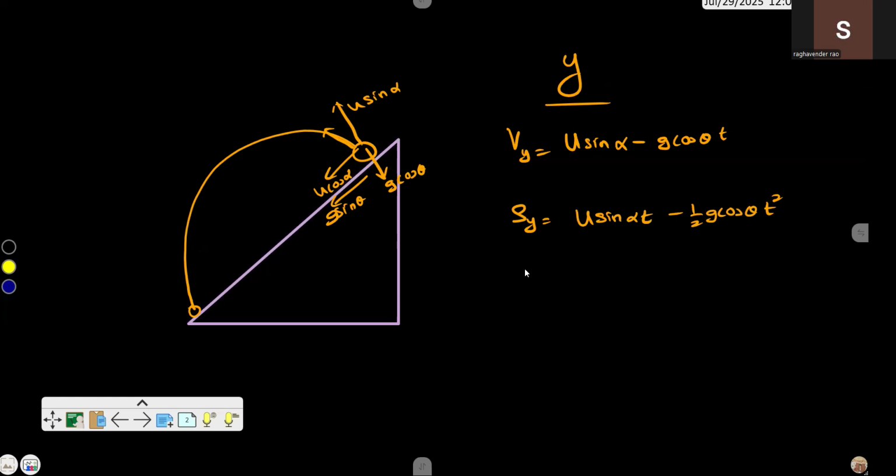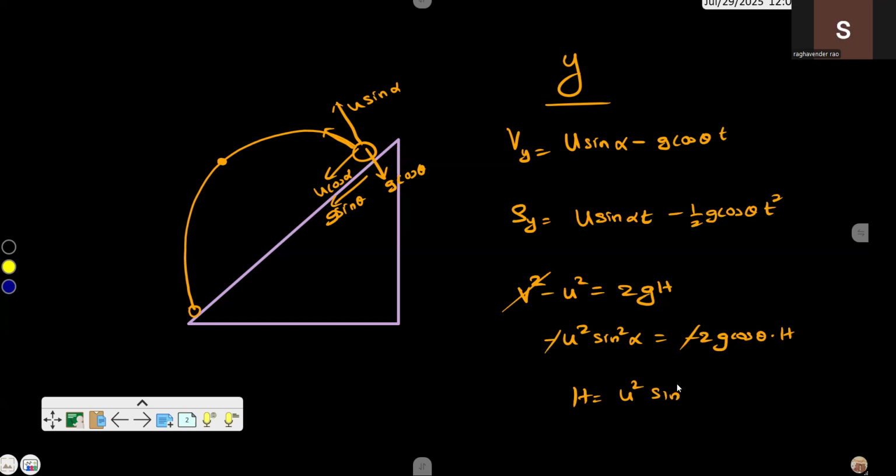Next, v square minus u square is equal to 2gh. Now the maximum height, let us find out. So v square minus u square is equal to 2gh. V is 0 at that point. So minus u square sine square alpha is equal to minus 2g cos theta into h. Minus and minus get cancelled. H is equal to u square sine square alpha by 2g cos theta.